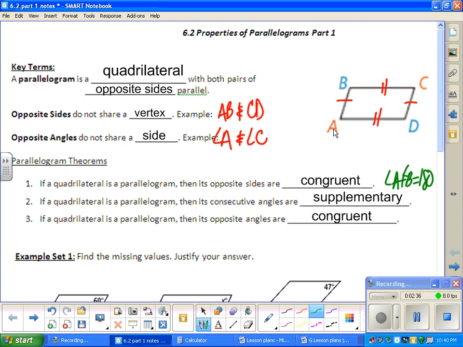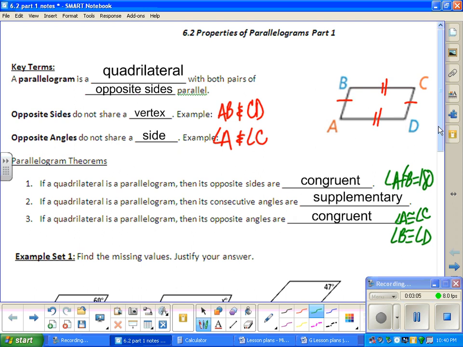But then also angle A and D give me 180, and D and C give me 180, and C and B give me 180. And if it's a parallelogram, then its opposite angles are congruent. So that's telling me that angle A is congruent to angle C, and angle B is congruent to angle D. Opposite angles are on opposite sides.